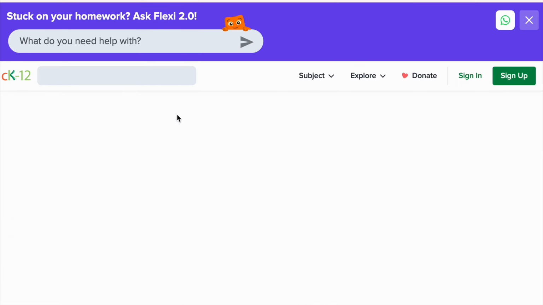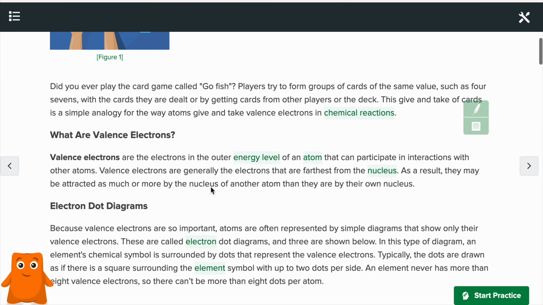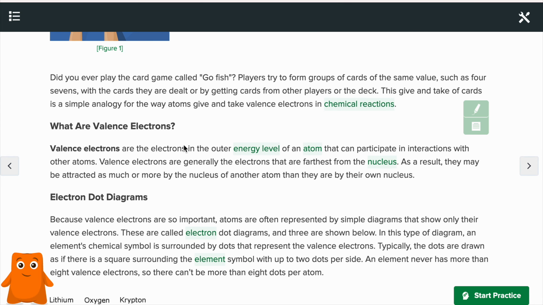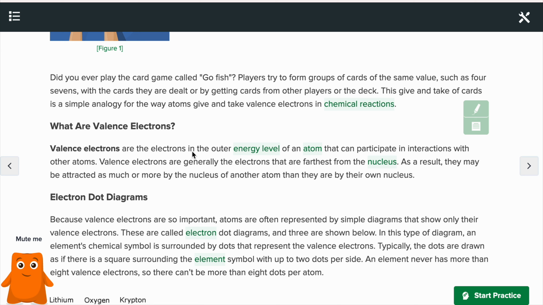Let's study about the valence electrons. What are the valence electrons? Valence electrons are the electrons in the outer energy level of an atom that can participate in interactions with other atoms. Okay. Valence electrons are the electrons which can participate with other atoms for interactions.